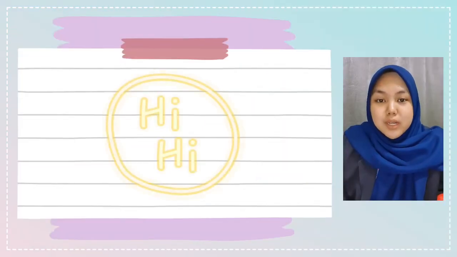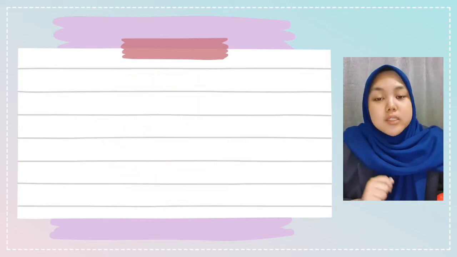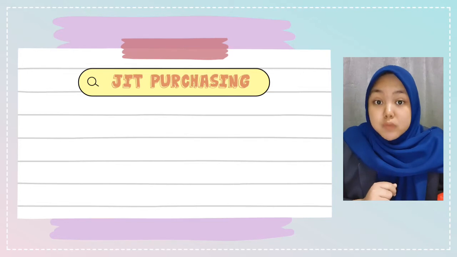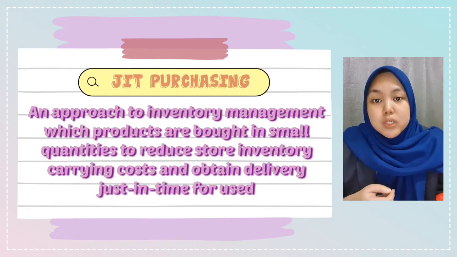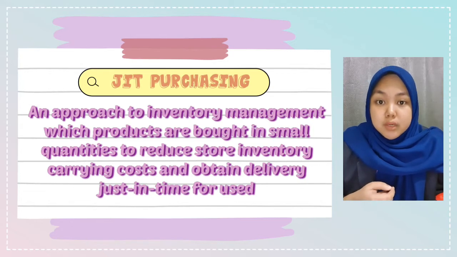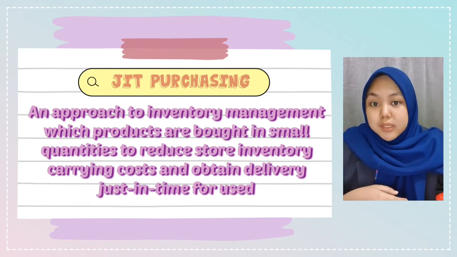Thank you, Salwa, Liyana. Next, I'm going to explain about just-in-time purchasing. JIT purchasing is an approach to inventory management in which products are bought in small quantities to reduce the stored inventory carrying costs and obtain delivery just in time for use. Or we can say purchasing is needed when the products are needed by the customer.